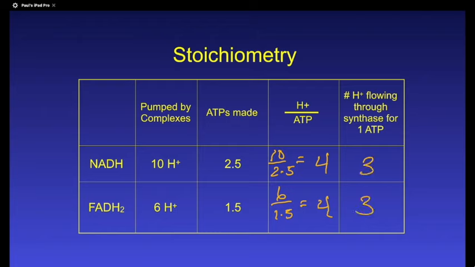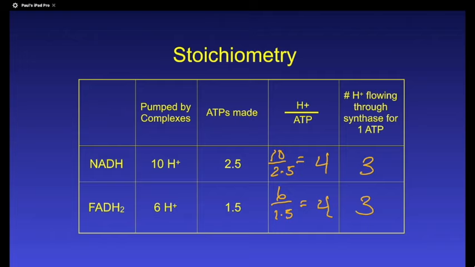Okay. By this calculation, it says that I need 4 protons to make 1 ATP, and it's pretty consistent. It's consistent from NADH and from FADH2. But the experiment said 3. So who is wrong? Or what is going on? It seems like we don't have perfect stoichiometry here. So what in the world is going on here?